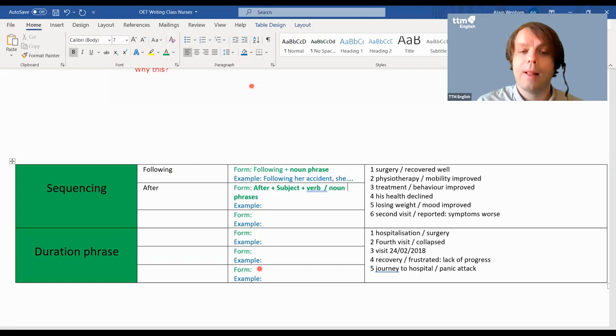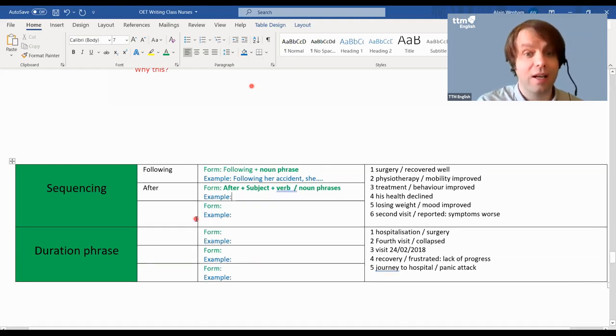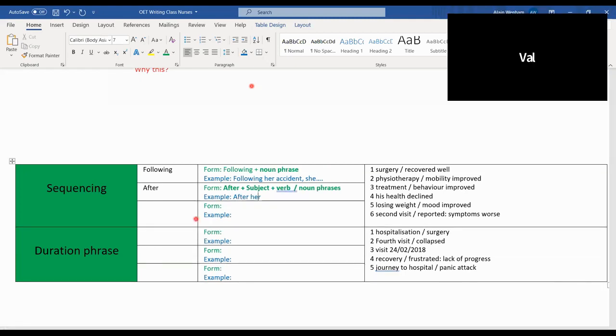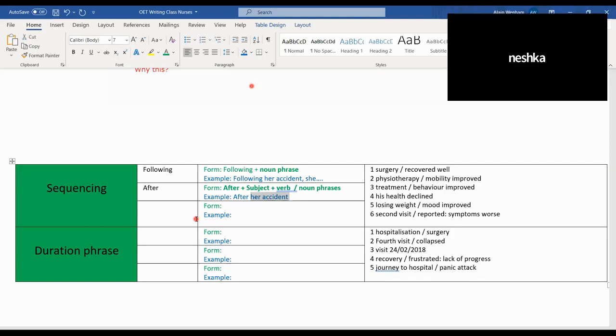Give me an example here for after. Let me ask Tatiana, or Barry. After subject plus verb. Can you give me an example? After an accident? You could say after her accident, after the death of his wife. In this case, is that a noun phrase or subject and verb? It's a noun phrase, or a noun.